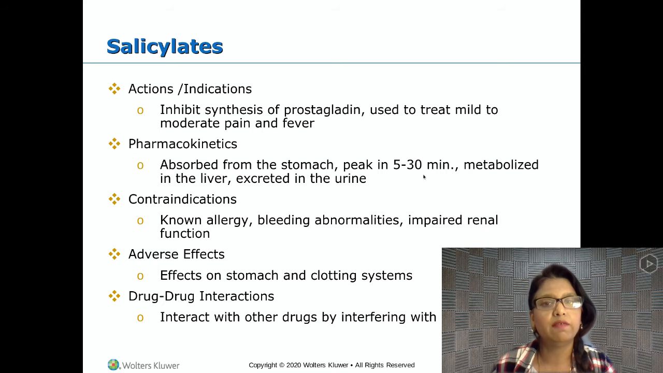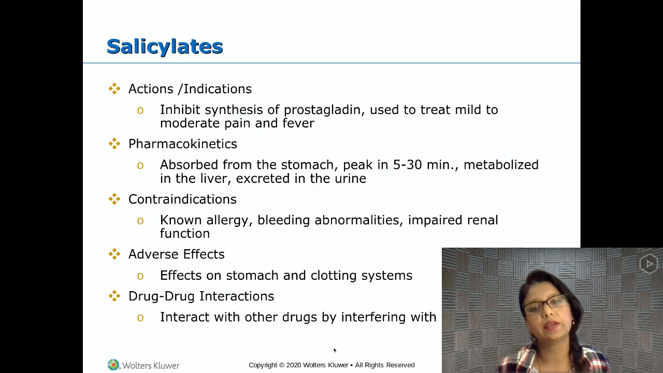They start functioning in 5 to 30 minutes. Remember, we're not giving it to a person who's already allergic to it. Before giving medication, always ask, are you allergic to it? If they say no, then okay, give it to them. Always ask for allergies. Check their kidney function and any bleeding abnormalities, because this medication causes bleeding and is not great on kidney function either. Adverse effects could affect the stomach and clotting systems.